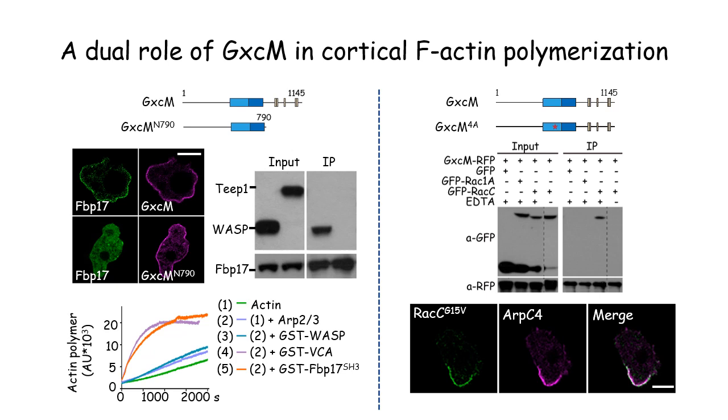C-terminus to recruit F-BAR protein Fbp17, which binds to and activates WASP to induce actin polymerization in an Arp2 dependent manner. In addition, GxcM interacts and likely activates the RacC family small GTPase RacC via its DH domain. Constitutively active form of RacC accumulates in the rear of migrating cells and triggers Arp2 based actin polymerization similar to GxcM.